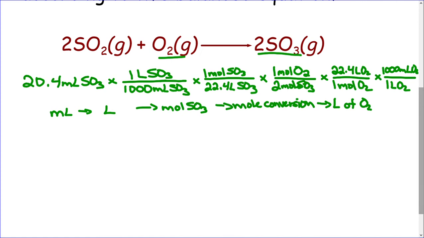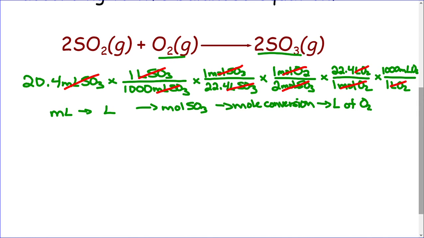If I look at my whole setup from left to right here, milliliters of SO3 cancel top and bottom. Liters of SO3 cancel top and bottom. Moles of SO3 cancel top and bottom. And then I can keep going to make sure that I've set this up right, because I should have the same thing on the top followed by the same thing on the bottom.